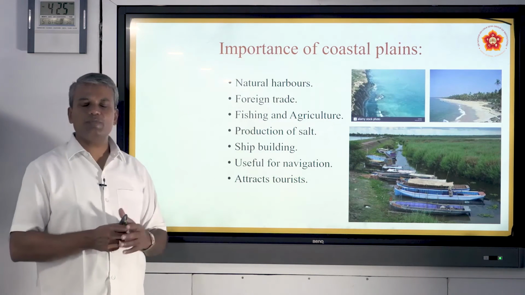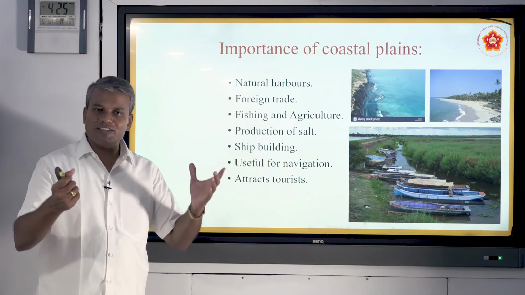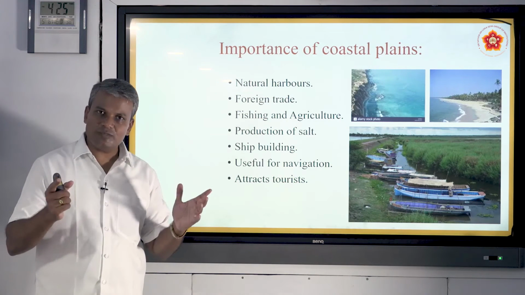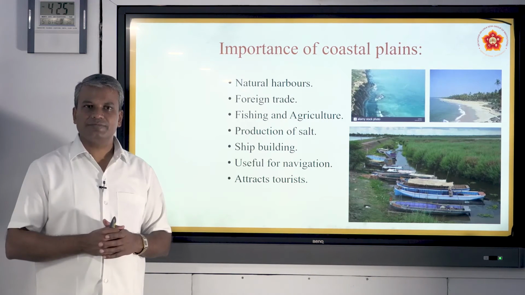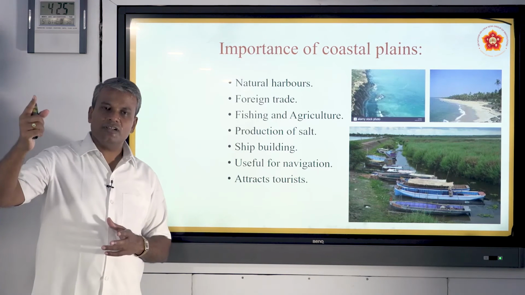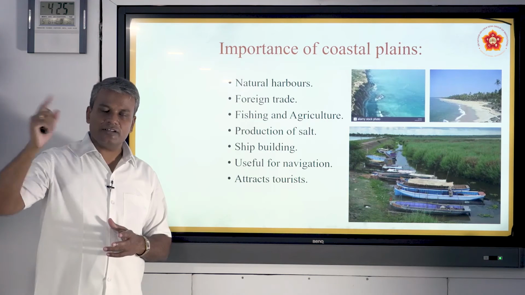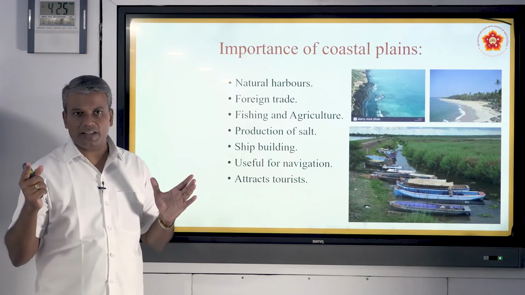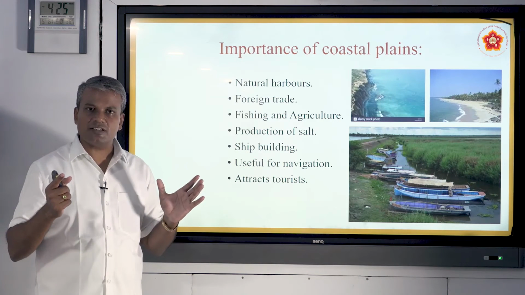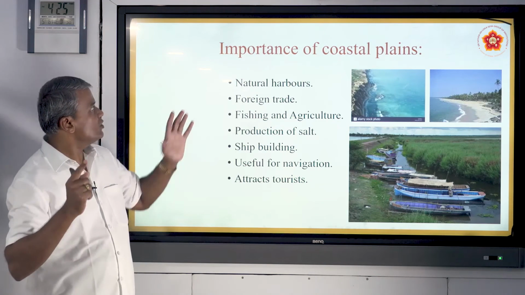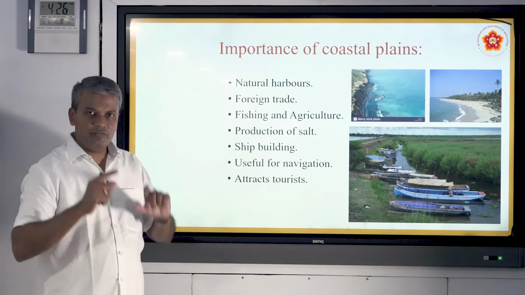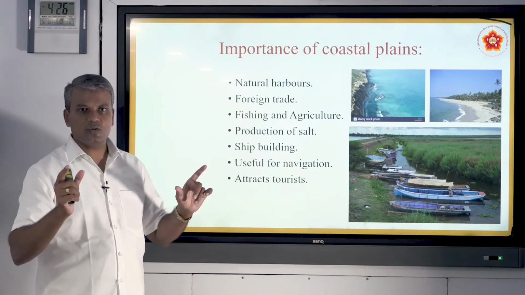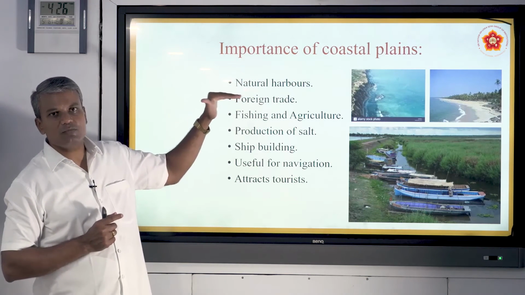So now the importance of the coastal plains. What are the importance of these coastal plains? Coastal plains are of two types, eastern coastal plain and western coastal plain. It starts from Rann of Kutch to the river Ganga delta. It is divided into two parts, west coastal plain and east coastal plain. West coastal plain is divided into three parts, east coastal plain into two parts. So what are the importance of these coastal plains?